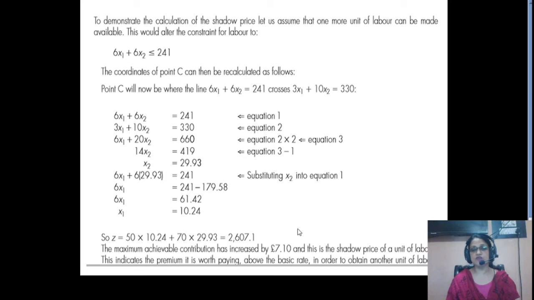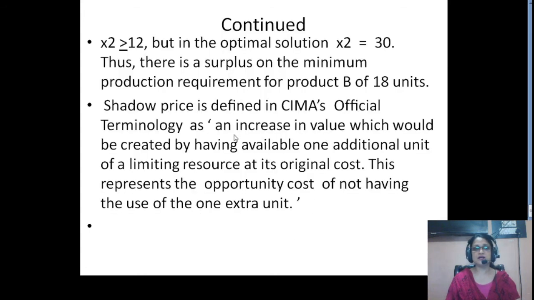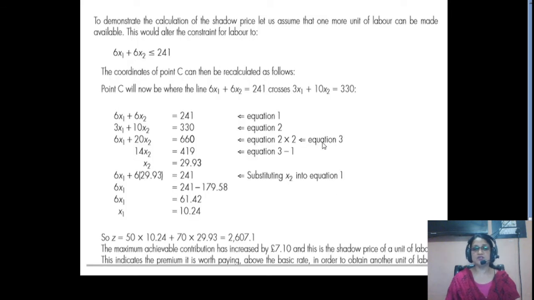Now this is what we call the shadow price of a unit of labor, right? So this is the incremental value. By using one extra unit of your limited or scarce resource, the contribution is increased by £7.10. So this is what is written here, the increase in value, right? So this is the increase. So £7.10 will be your shadow price, right?